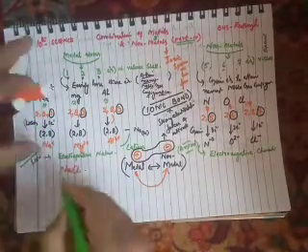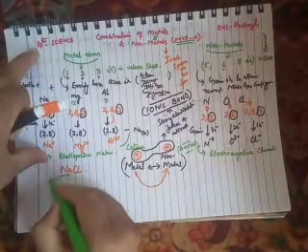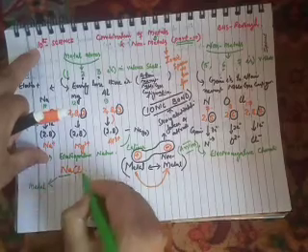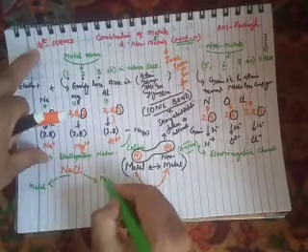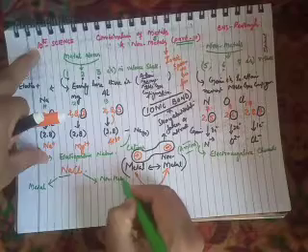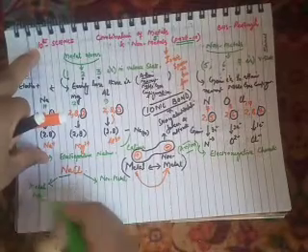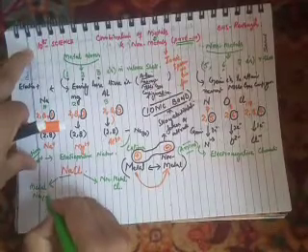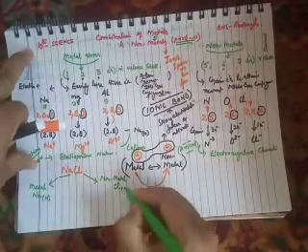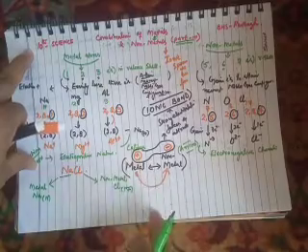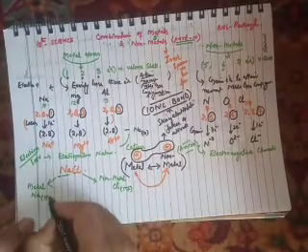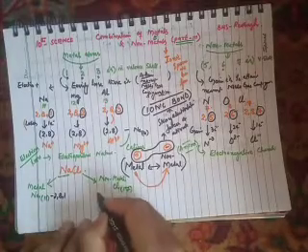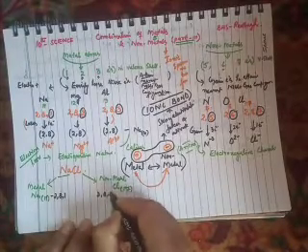Dear students, Na, sodium, is a metal. Chlorine is a non-metal. So sodium is a metal, chlorine is a non-metal. The atomic number of sodium is 11 and chlorine has an atomic number of 17. So its configuration is 2, 8, 1, and its configuration is 2, 8, 7.